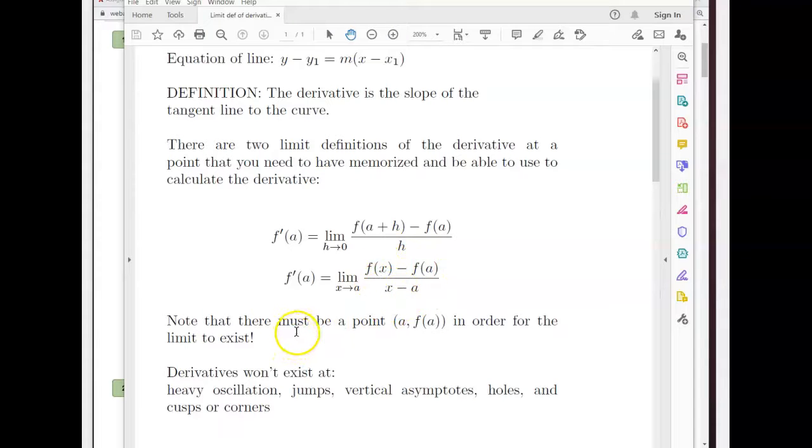Note that there must be a point at a, f of a, in order for the limit to exist, but we just saw that there were two places, corners and cusps, where this limit is not going to exist. So heavy oscillation, jumps, vertical asymptotes, and holes were the problems with continuity, and there's still problems for derivative, and we pick up two more, cusps or corners.